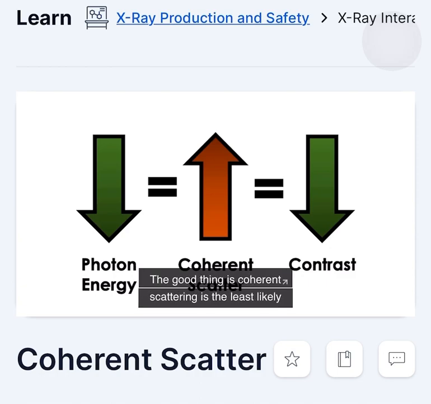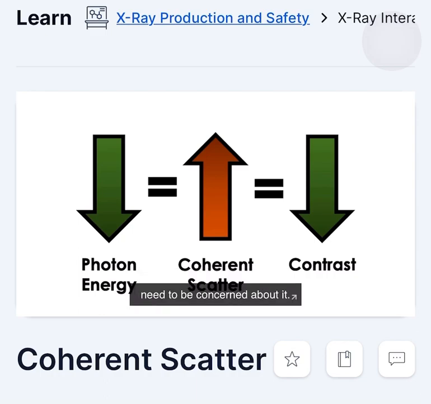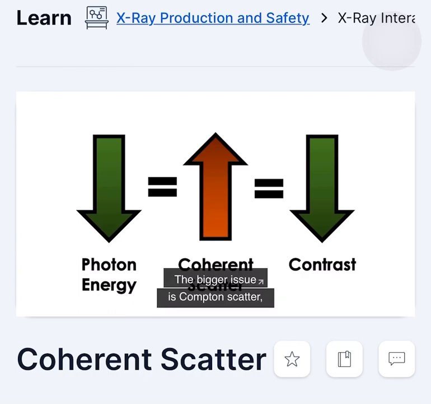The good thing is, coherent scattering is the least likely of all interactions, which means we don't need to be concerned about it. The bigger issue is Compton scatter, which will be discussed in another lesson.